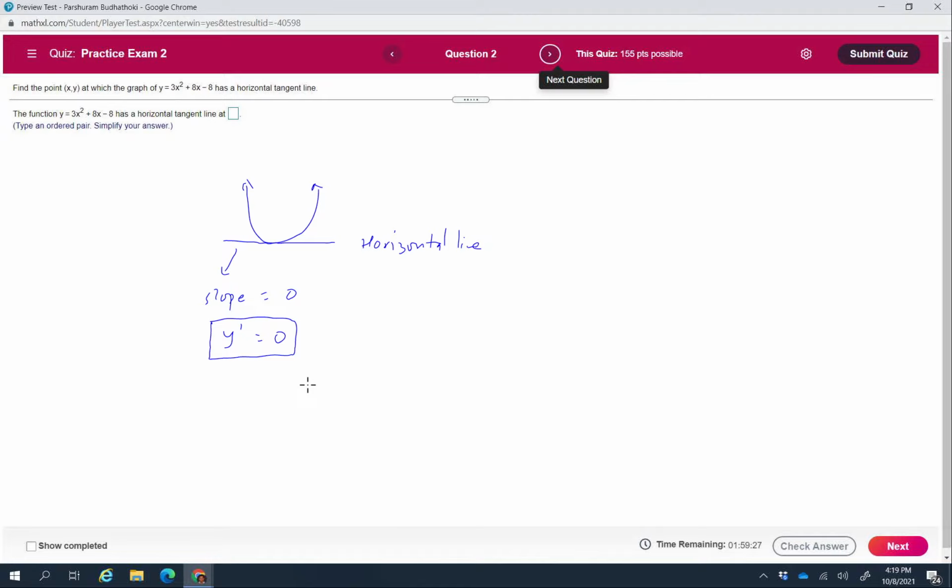We have been given a function y. We try to find y prime, which is the derivative of this function. After that, we equate this derivative with 0 and solve for x, and that will give you a point where we have a horizontal tangent line. So y is 3x squared plus 8x minus 8, and for y prime, we just use the power rule here. By using the power rule, the derivative of the first term is 3 times 2, which is 6x, plus the derivative of the second term is 8, and the last term is 0.